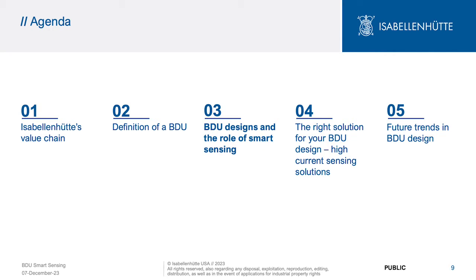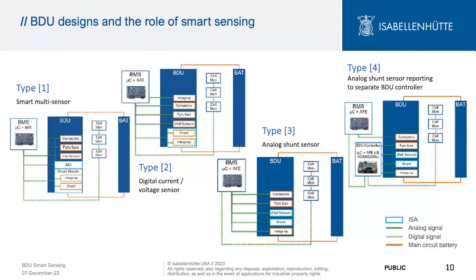Now that we know what a BDU is and we learned about the definition of a BDU, let's talk a little bit more about different BDU designs and the role of smart sensing. So we see 4 different types of BDU layouts with regards to the sensing functionality and also with regards to the type of communication between the BDU and the BMU, so the battery management unit or battery management system, BMS.